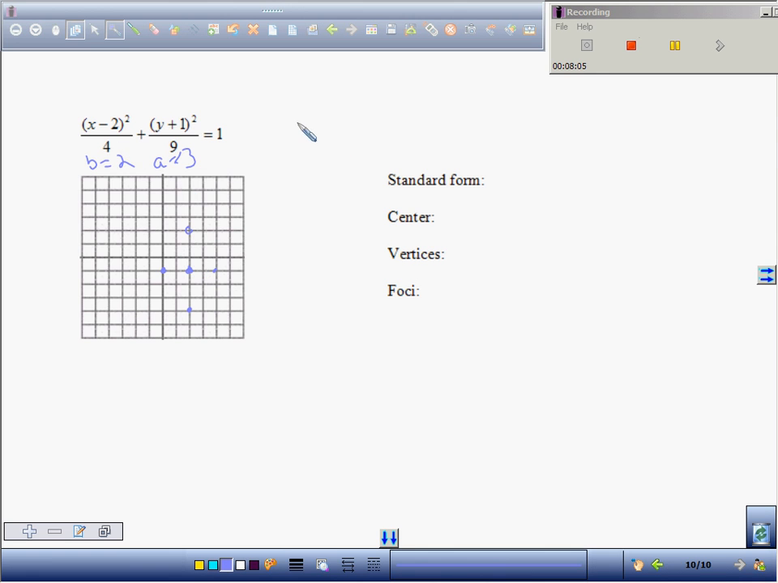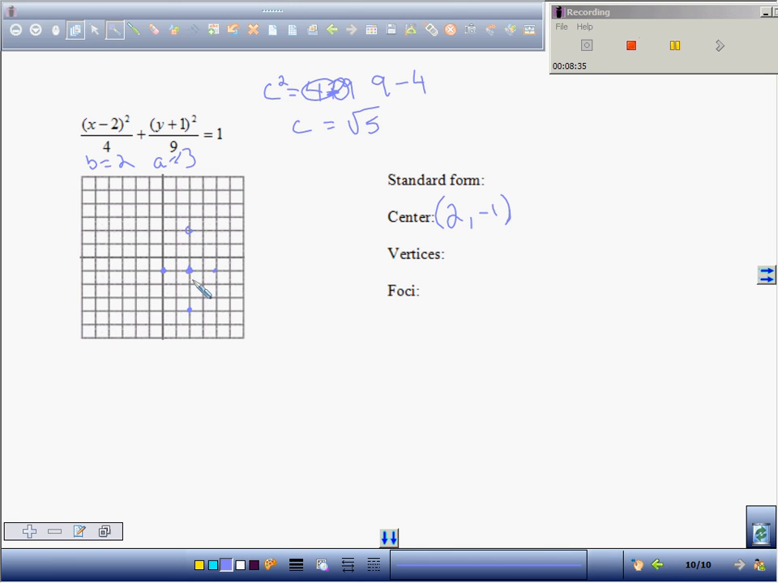And so c squared in this case is equal to 9 minus 4, because that's a squared and b squared. So c in this case is equal to the square root of 5. And so the center in this case is at 2, comma negative 1.